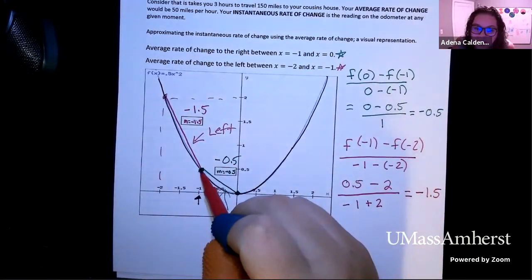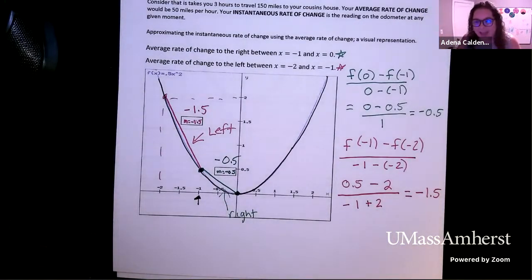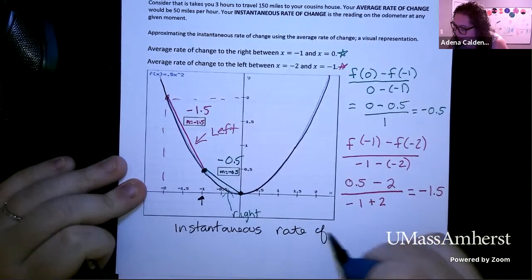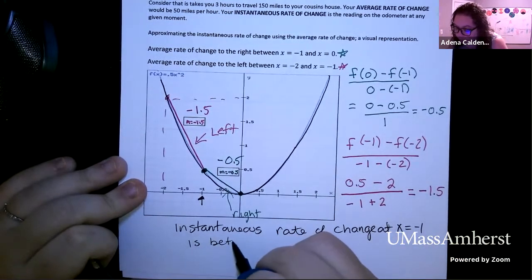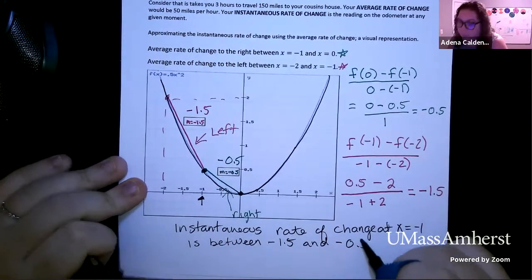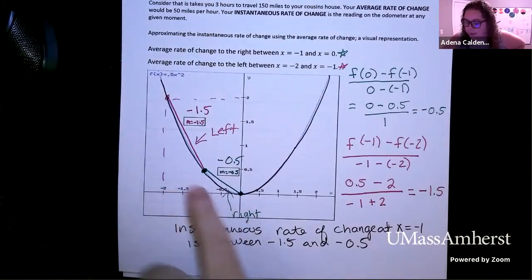So notice I use the value at -1 for both my right-hand and my left-hand guess. And so when we're trying to figure out how much the function's changing at -1, when we do a left-hand and a right-hand approximation, that's going to give us bounds for what the actual rate of change needs to be. So that means my instantaneous rate of change at x equals -1 is between my left-hand approximation, so -1.5, and my right-hand approximation, -0.5. So what that does is it gives me bounds for where my instantaneous rate of change needs to be. It's got to be in this interval, right? Because I have my left-hand approximation and my right-hand approximation.